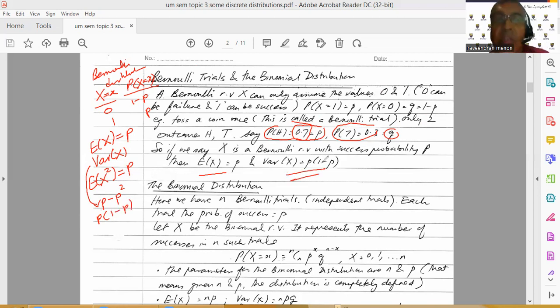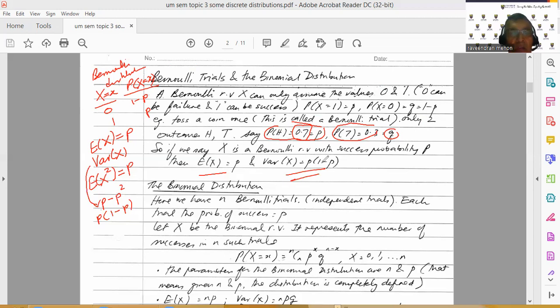Okay. So for the Bernoulli distribution, they can take two values, 0 and 1. The expected value of x will be p, and the variance of x will be p times 1 minus p. Good. Enough about the Bernoulli distribution.